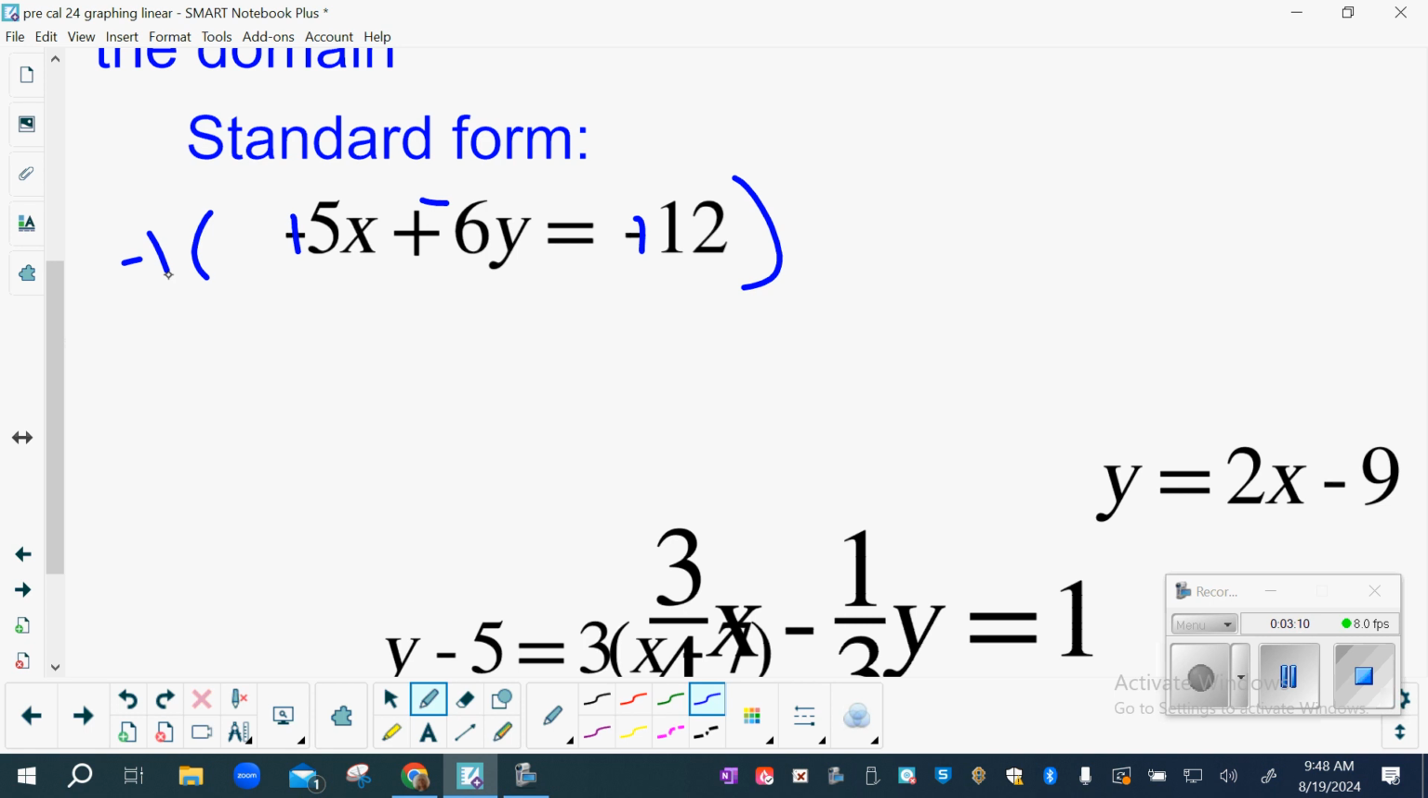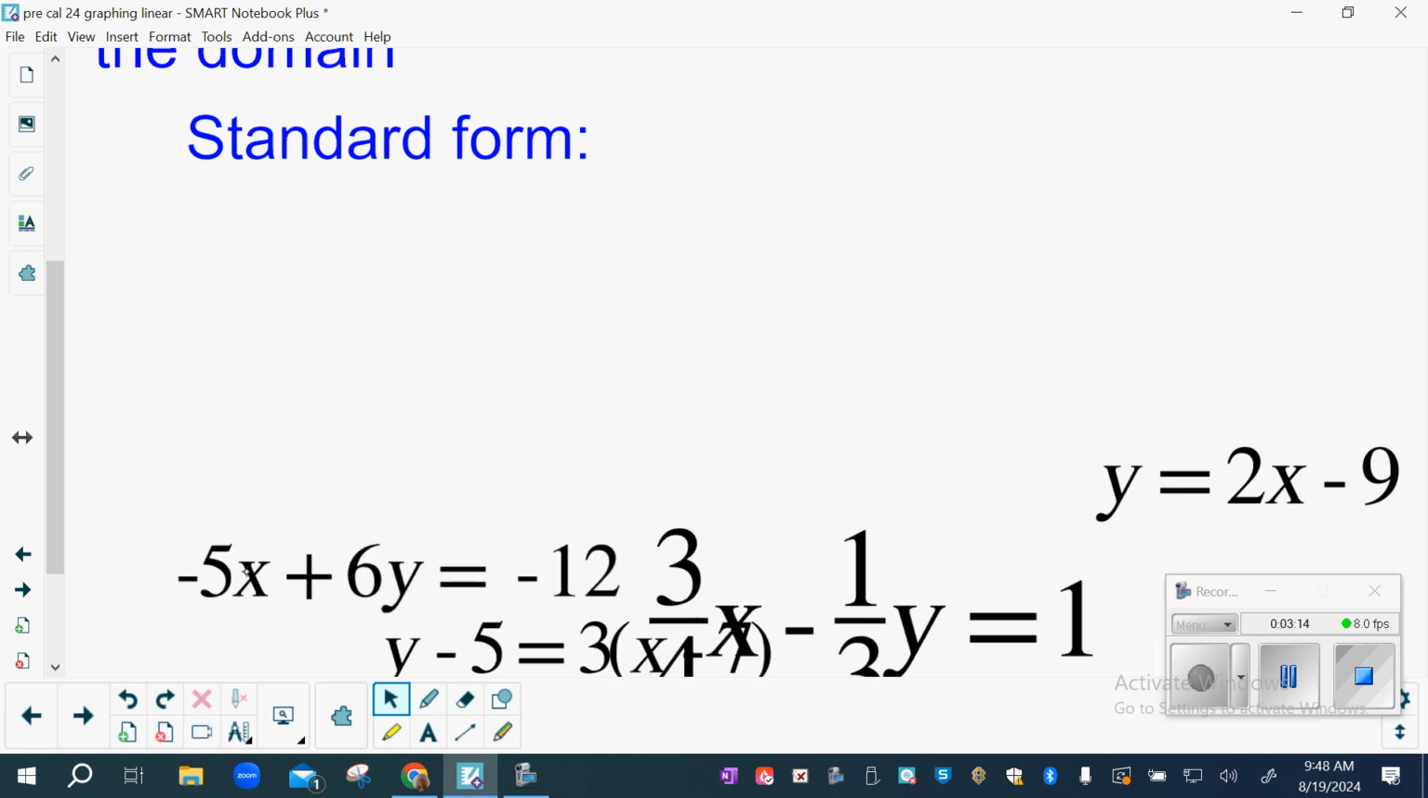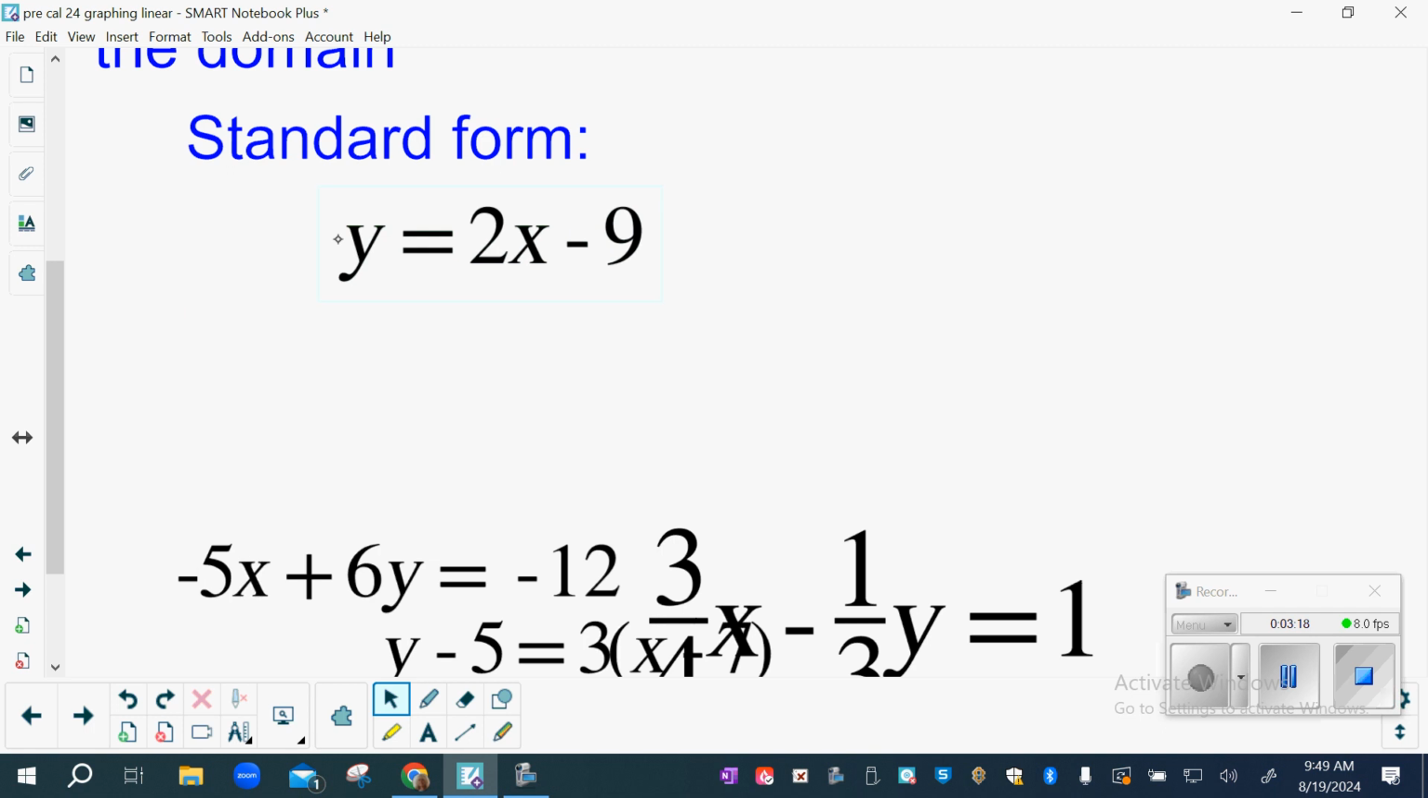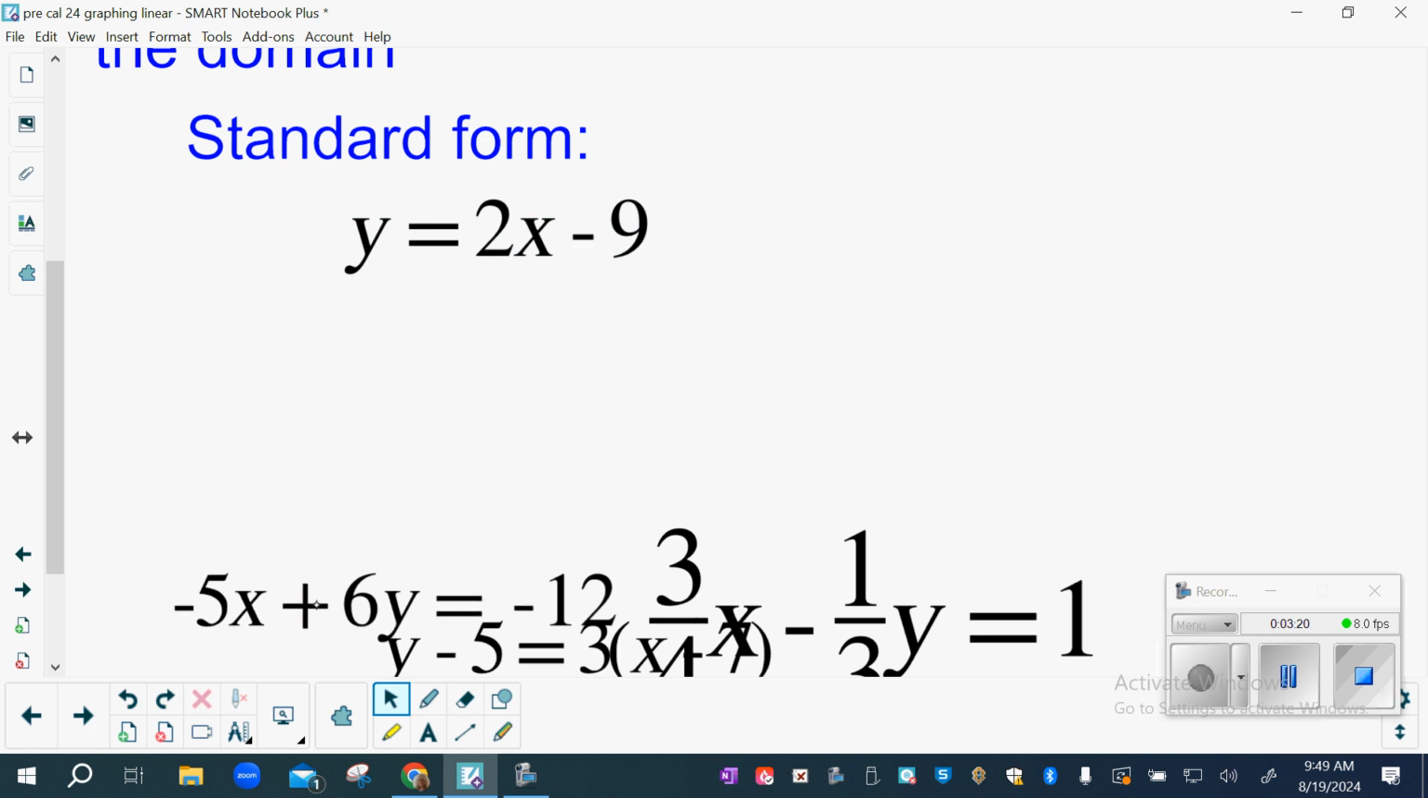Let's step up our game a little bit here. That's pretty easy. Let's go to something a little bit trickier. What about this one? I want it in standard form. I need to get X's and Y's on the same side. So can we move that X around? Sure. And then you might have the wrong sign, so fix that too. Give it a shot. You got this. You're going to do it on your whiteboard desk.